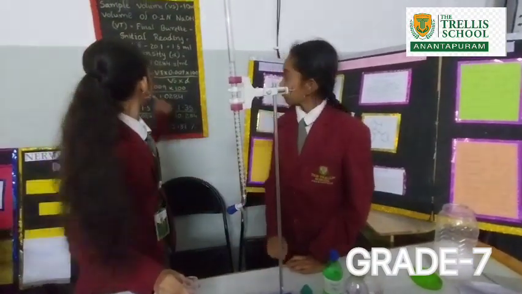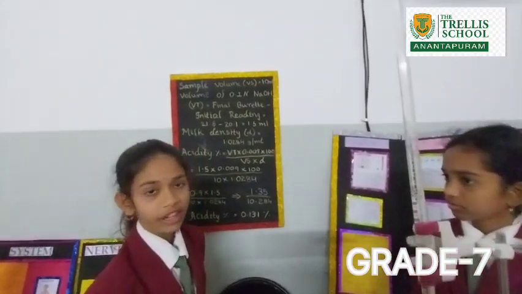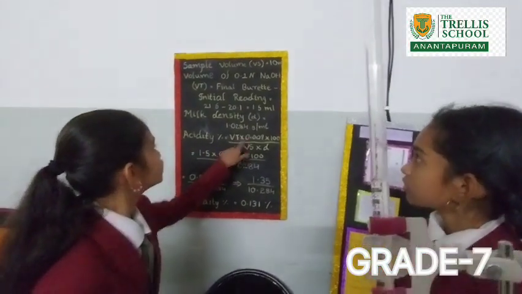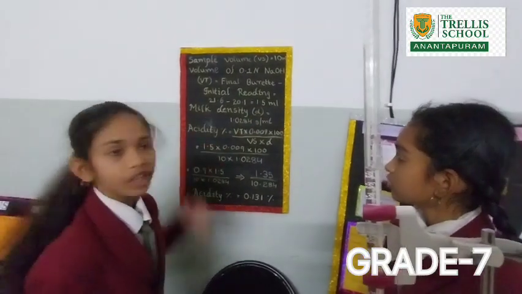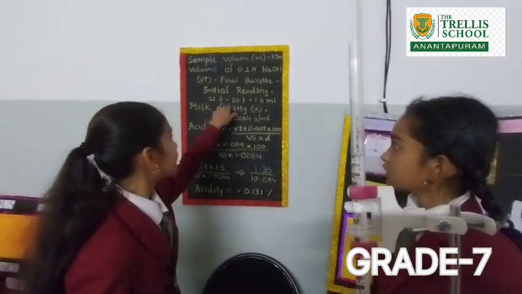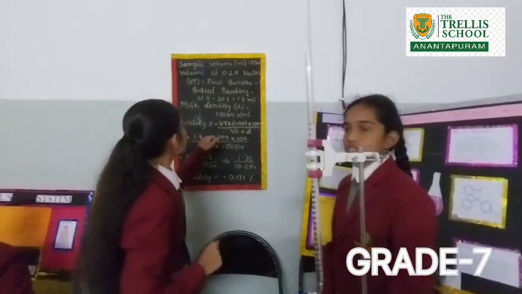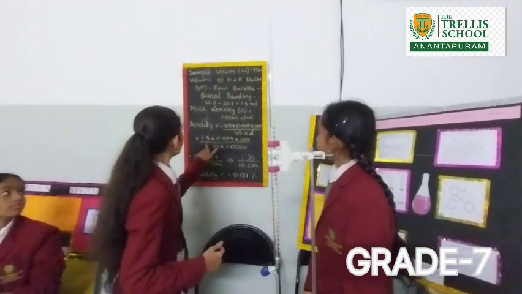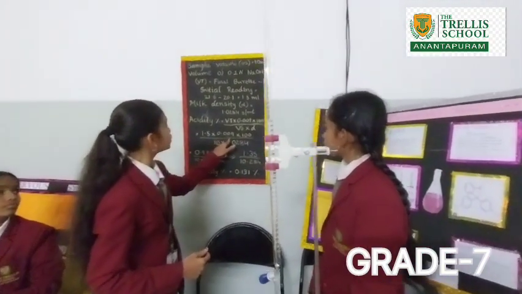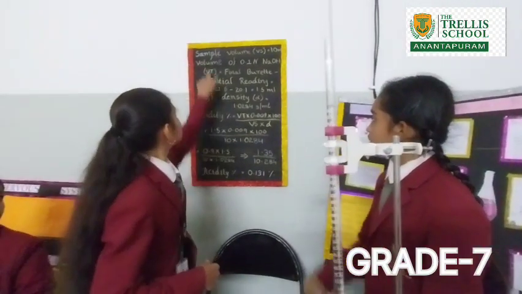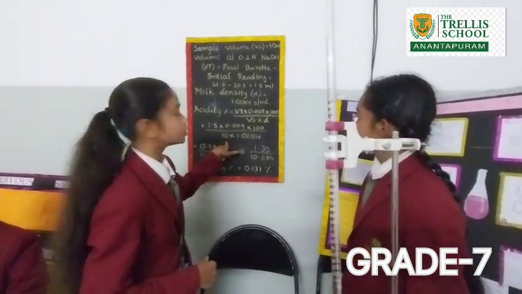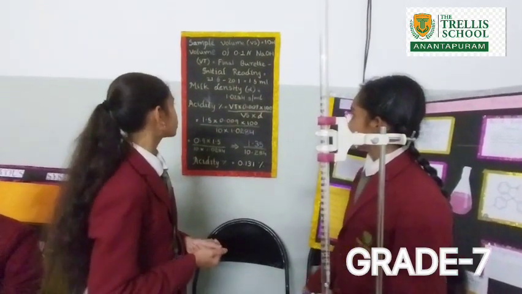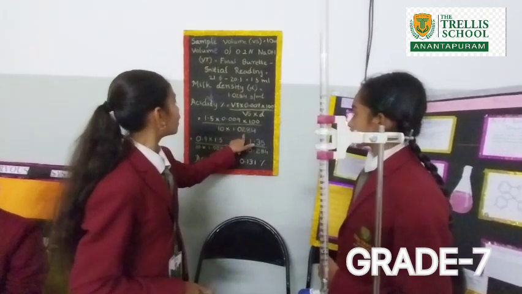The acidity formula is Vt into 0.009 into 100 by Vs into D. Here Vt is equal to 1.5 ml. At the start of the titration the reading was 21.6 and now we got 20.21. When we subtract them we get 1.5 ml. So that is Vt. So 1.5 into 0.009 into 100. The sample volume Vs is equal to 10 ml, and the milk density is 1.0284 gram per milliliter. It is constant.